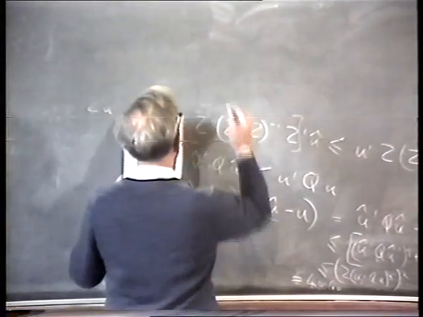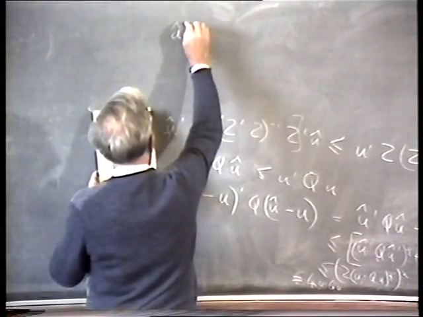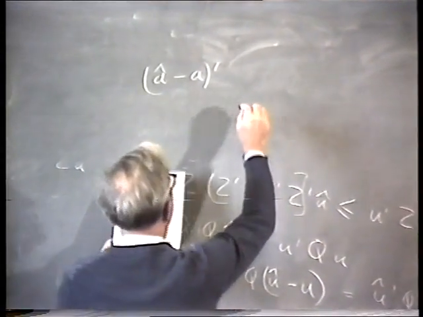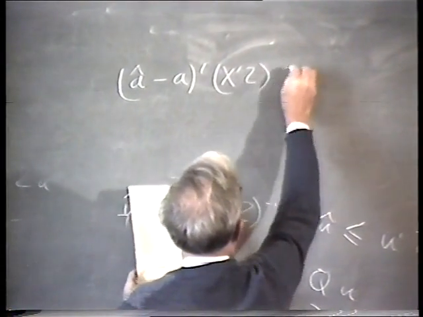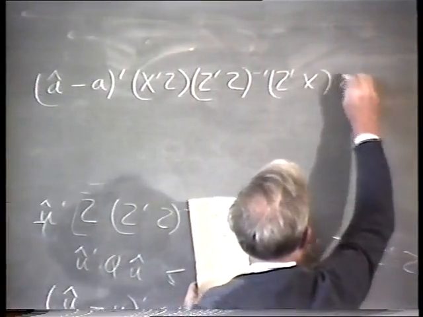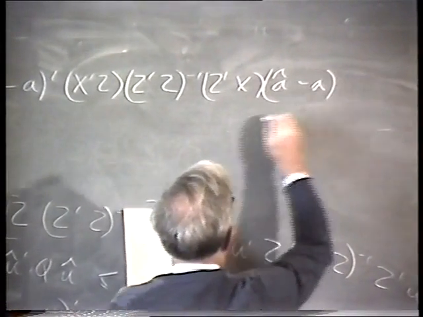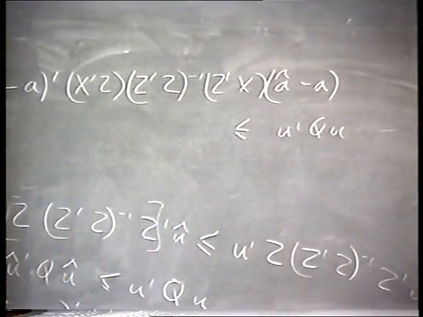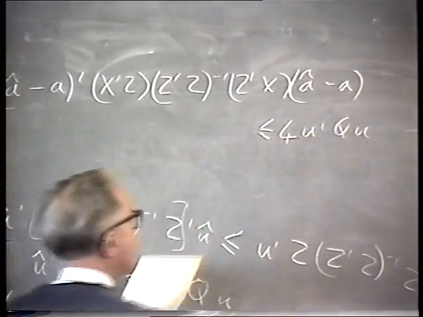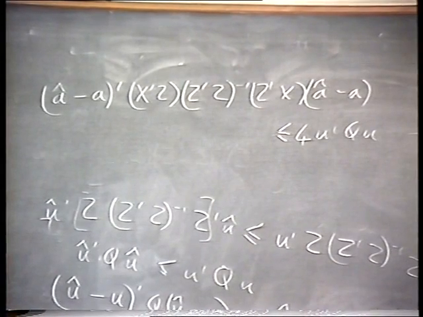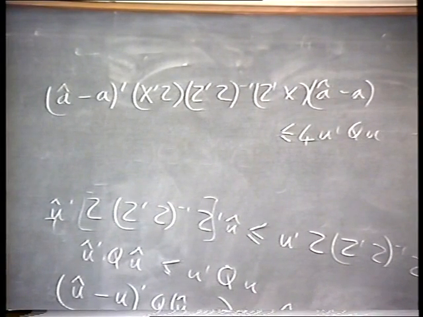What we now have, you see, if we substitute in again, is that we have a hat minus a primed, a again being the true value, into x prime z, z prime z minus 1, z prime x, a hat minus a is less than or equal to u prime q u. Sorry, 4 times u prime q u. The factor 4 doesn't matter very much, of course. All one's interested in is proving boundedness. Well, now that's got us so far.